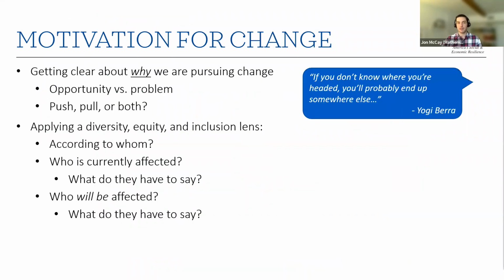Think too about, as you get clear on why you're pursuing change, it doesn't always have to be a problem that you're solving for. It could be an opportunity that you're taking advantage of, right? So there may be things that are pushing you to change, but there may also be things that are pulling you to change. What I mean by that is there's sort of this nudge from somebody that you need to change, a problem that needs to be solved, or you may be tugged and pulled by a vision, a motivation to do things differently or better.